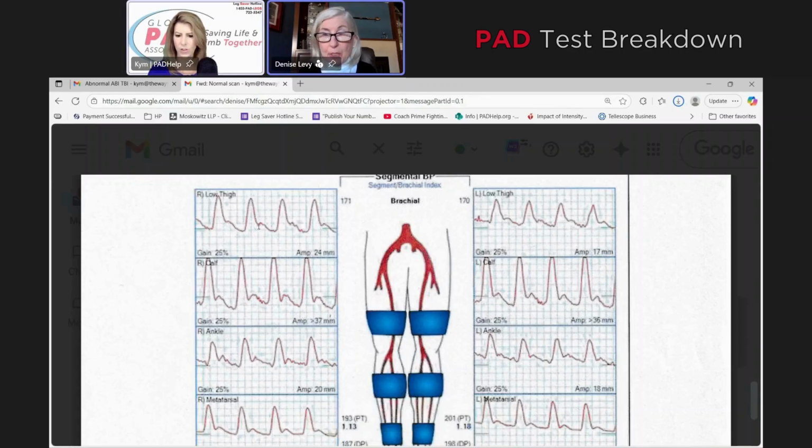So in an abnormal patient, where's the notch? I don't know if I can point to it. Can you see my pointer? Do you see my pointer? And then you can tell me where to move it. There's a notch right there. Right here. Yeah, that's it. Okay, it goes up, down, and there's a notch. So these are where the cups are placed: the lower thigh, the calf, the ankle, and then the toe. So that's a normal PVR.